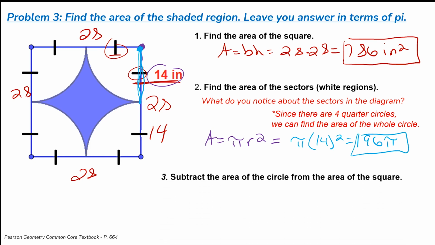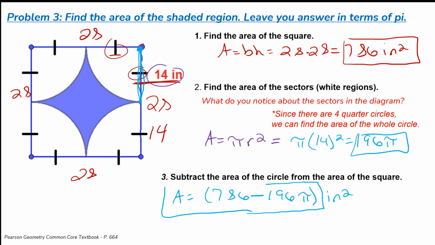And our last piece is we just want to subtract the area of the circle from the area of the square. And we're leaving our answer in terms of pi. They are not like terms, so I cannot combine them. So my answer is simply 786 minus 196 pi. Again, I cannot combine them because they are not like terms. The 196 has a pi and the 786 does not. And so that is our final answer. Of course, if you wanted to not write it in terms of pi, you would just multiply the pi through and simplify it that way. All right. So we have solved this problem, finding the area of the shaded region.